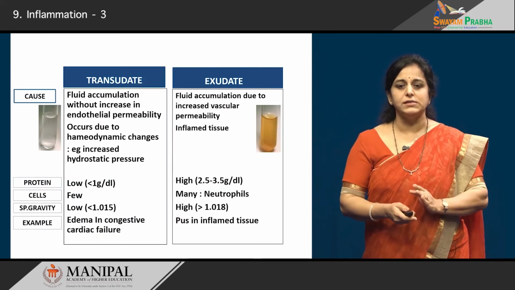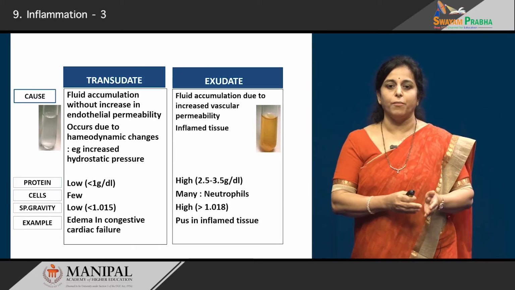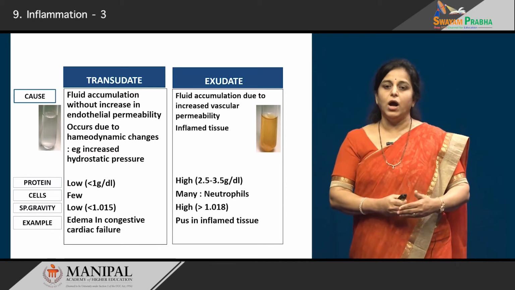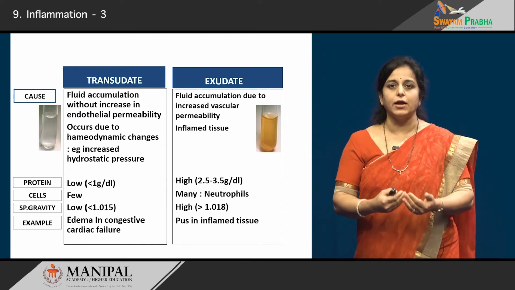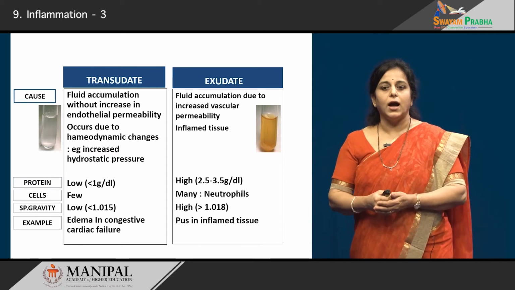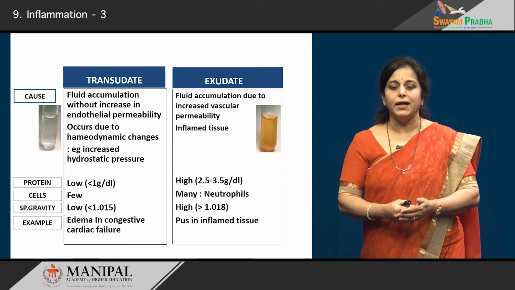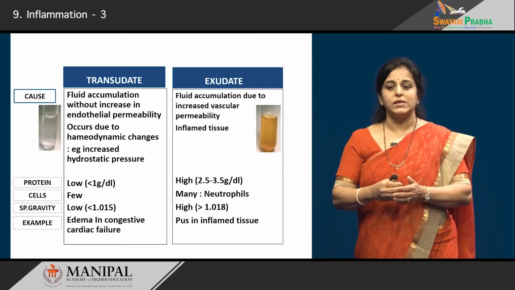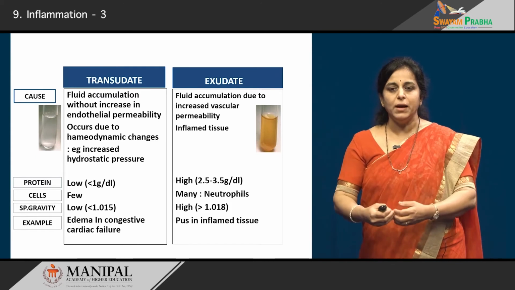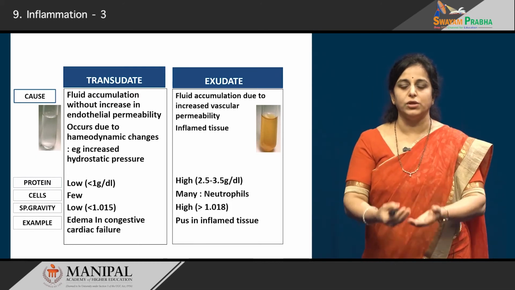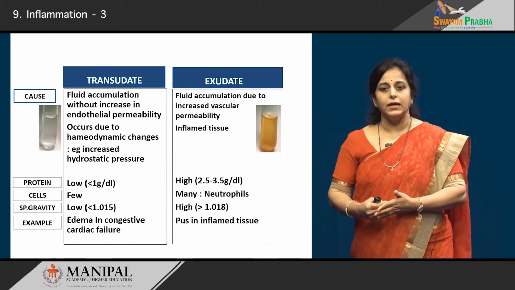So, let us look at some differences, because in the laboratory you can do an analysis of the fluid and differentiate a transudate from exudate. Transudate, as I told you, occurs in various conditions when there are hemodynamic changes, for example, increased hydrostatic pressure, whereas exudate occurs because of increased permeability in inflamed tissues. The protein content and the cells are few in case of transudate, whereas the protein content and the cells are high in exudate, basically because there is increased permeability and there is movement of cells and proteins to the extracellular fluid. Obviously, the specific gravity is low in transudate, whereas high in exudate.